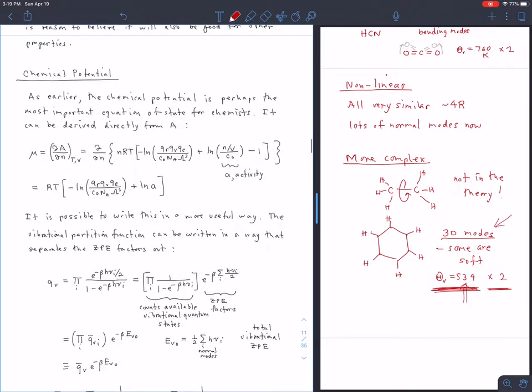The next topic we're going to talk about is chemical potential, which is, of course, the big one for chemists and will lead to our statistical understanding of what drives chemical reactions. So we'll stop here and take that topic up next time.